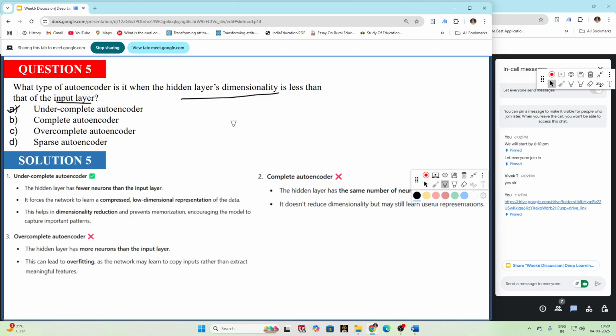Complete autoencoder, again, is when the number of neurons in the input layer and hidden layer are equal. So this is false.